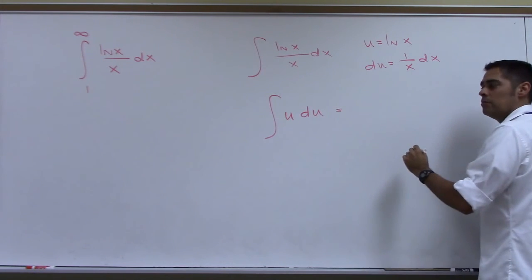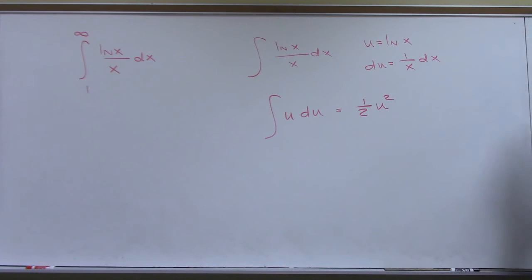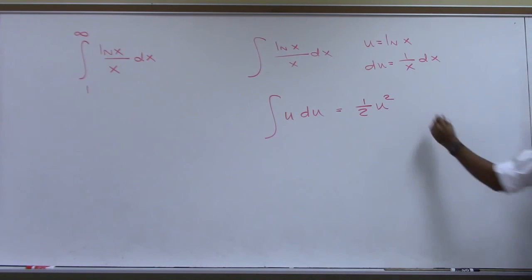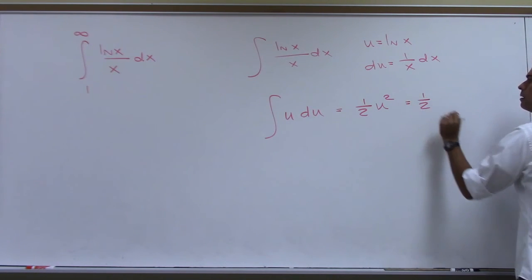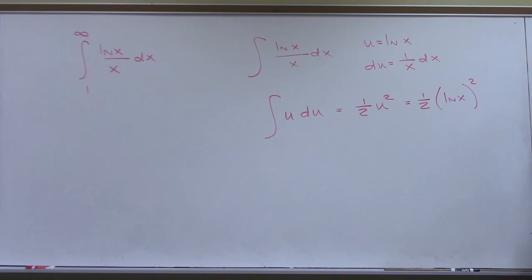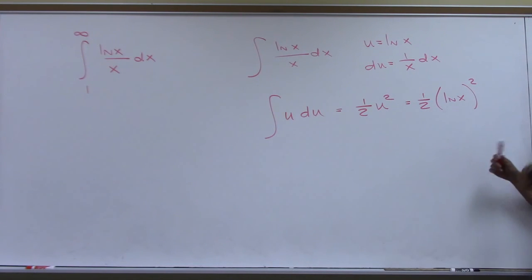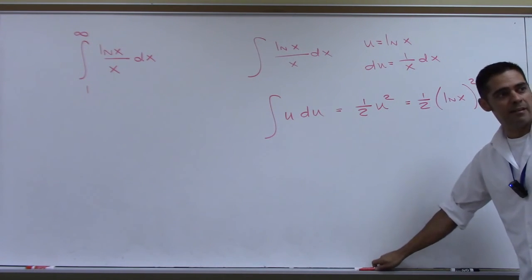Antiderivative of u du? 1/2 u squared. But what's u here? Natural log of x. So natural log of x squared. That make sense? I'm only saying that because it's been a while since we've done this, so hopefully the gears will start turning again for that.